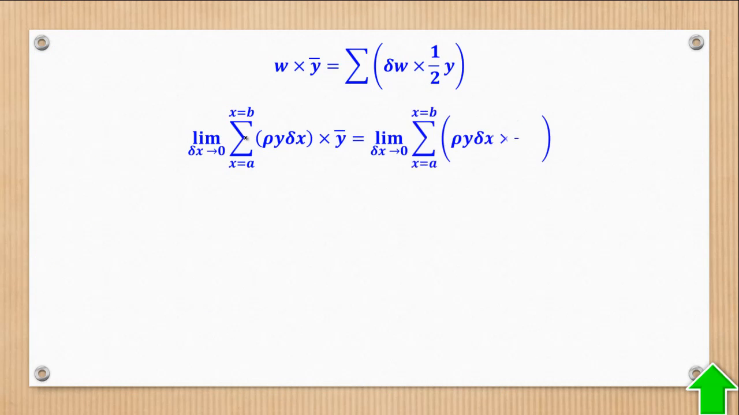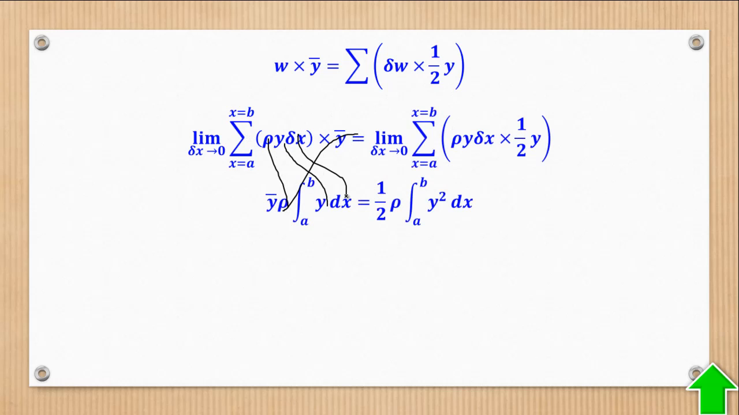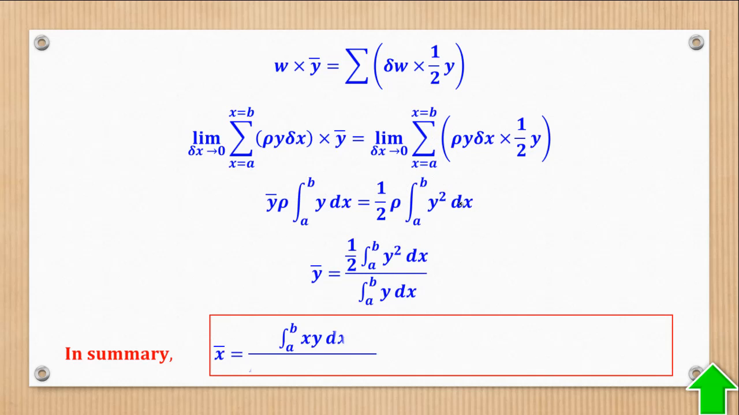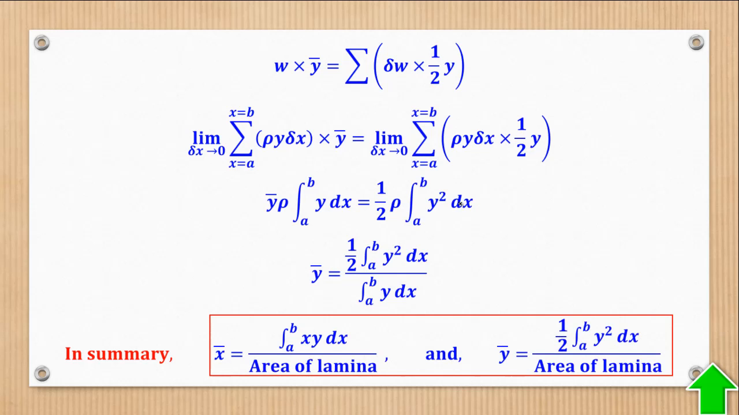Then we bring in the limits. Then the integral. So here for this side, this is constant, this is constant. This is there, and this becomes dx. This is constant, this half is constant, this and this becomes y squared, this becomes dx. Therefore, y bar can be given by that. So in summary, that is how you can get the centroid of a lamina. You should realize that the denominator is the area of that lamina.